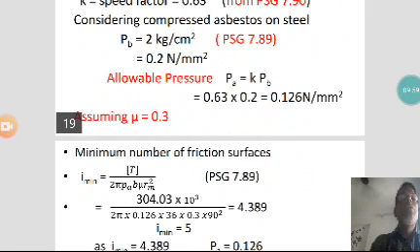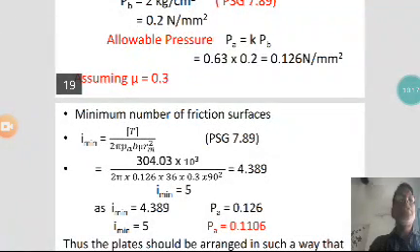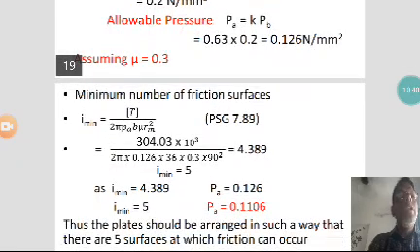Then we have to calculate the minimum number of friction surfaces. For that we have to assume the coefficient of friction, and we will assume it is 0.3. Now this I minimum is the minimum number of friction surfaces to transmit the power. This is for the multiple plate clutch. If it is a single plate clutch, then you have to assume that I minimum is equal to 1. If both surfaces of the friction plate are active, then I minimum is equal to 2 for the single plate clutch. Otherwise, if it is a multiple plate clutch, you have to find out the I minimum value. How to calculate this? This equation is available in PSG.